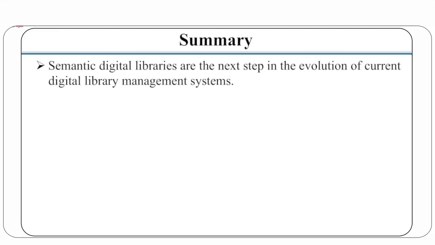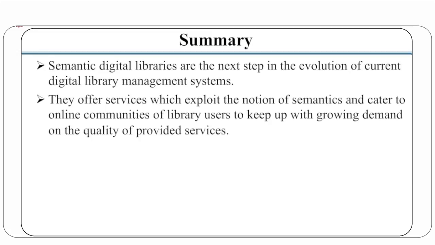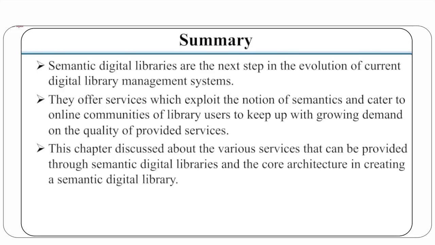Semantic digital libraries are the next step in the evolution of current digital library management systems. They offer services which exploit the notion of semantics and cater to online communities of library users to keep up with growing demand on the quality of provided services. This chapter discussed the various services that can be provided through semantic digital libraries and the core architecture in creating a semantic digital library.